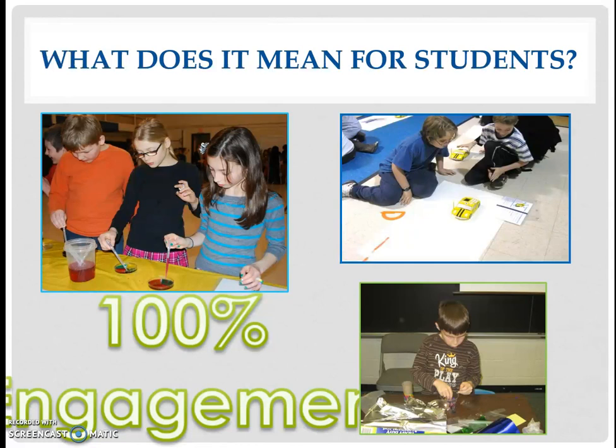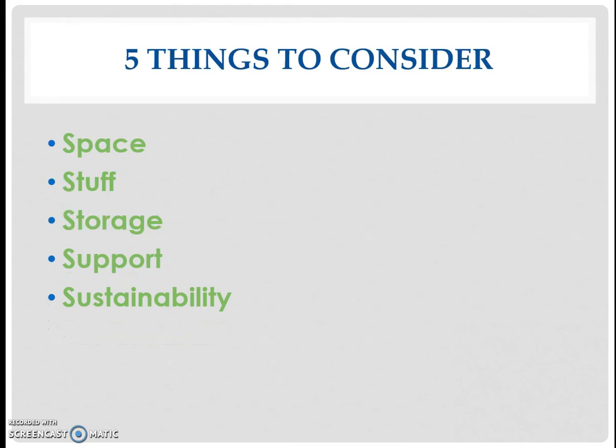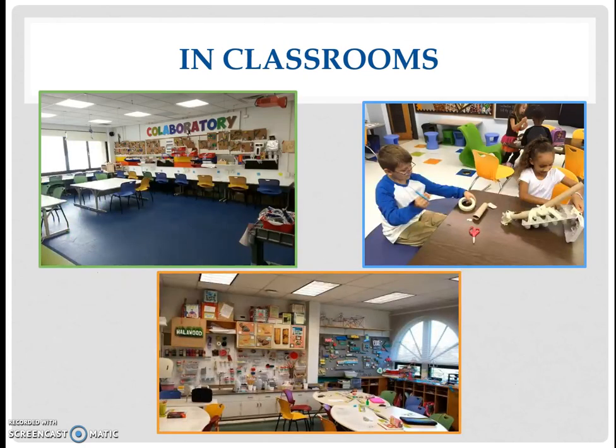After implementing STEAM maker programs now in 2 different school districts, there are several things that I believe you need to consider. The 5 S's are space, stuff, storage, support, and sustainability. Some of these were borrowed from Range and Smith's article in 2014. I've put my own twist on it, highlighting those 5 S's, and we'll talk about those in a little more depth. The first S is space.